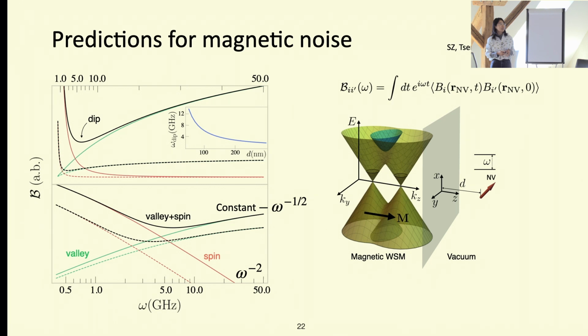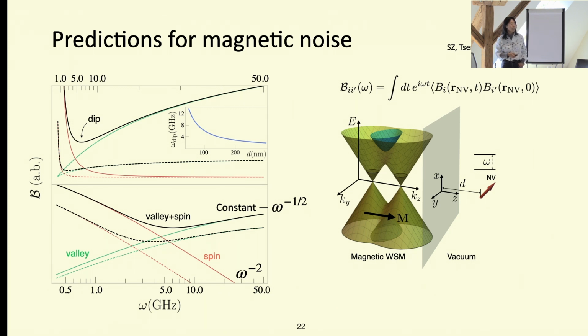And this is some quantitative prediction for the specific model I've shown. So the charge will contribute mostly a constant background, but the spin part goes down as frequency goes up, in a way of omega to the minus 2 asymptotically. And then for the valley part, it goes up with frequency and approaches a constant.